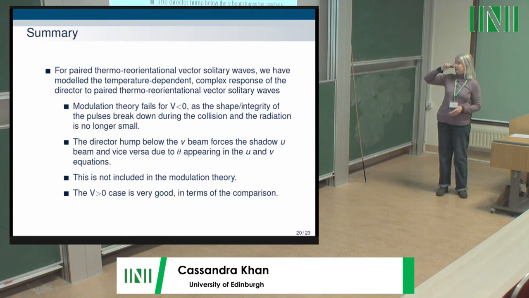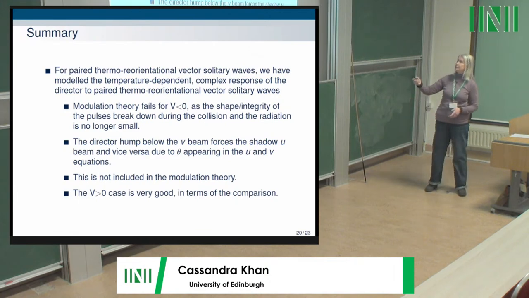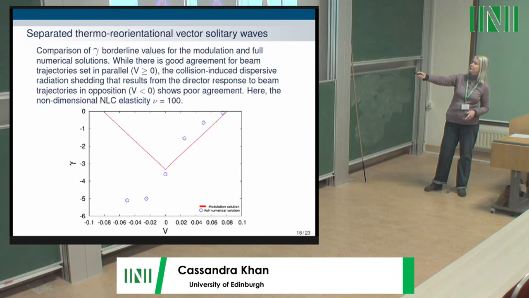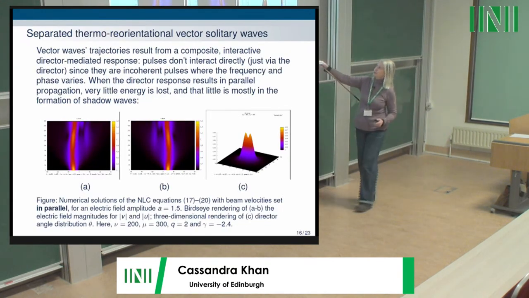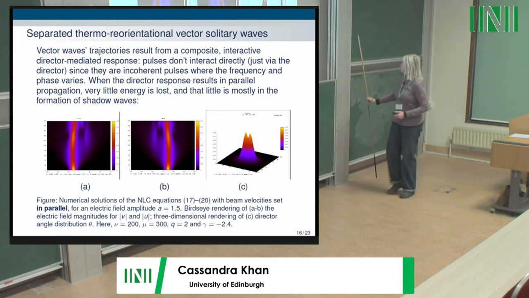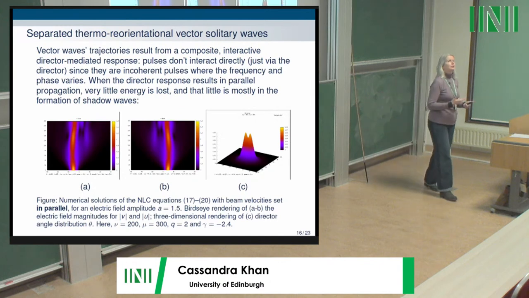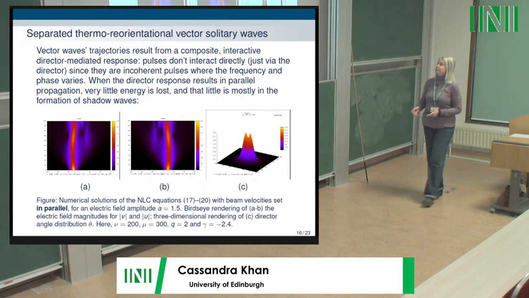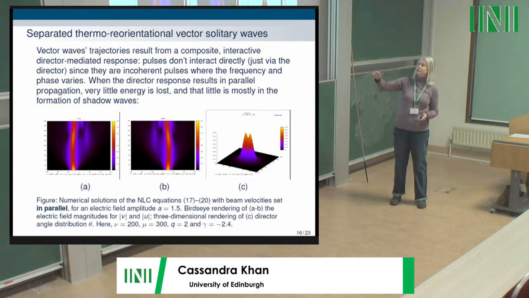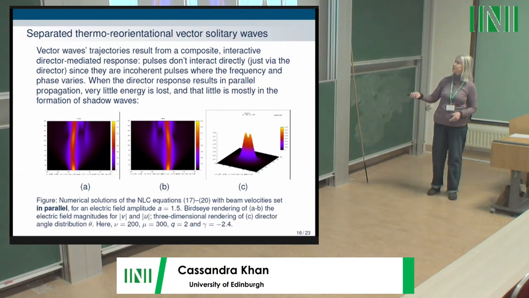So does the shape and integrity of the pulses break down due to collision, radiation loss, and also because, and this is where we go back to shadow waves for just a second, recall that we have these lovely structures here, and why we get them goes back again to talking about how this is an interactive environment. You would think maybe that the shadow waves come from the beams interacting somehow as they've propagated far enough through the liquid crystal, and that's not true at all.